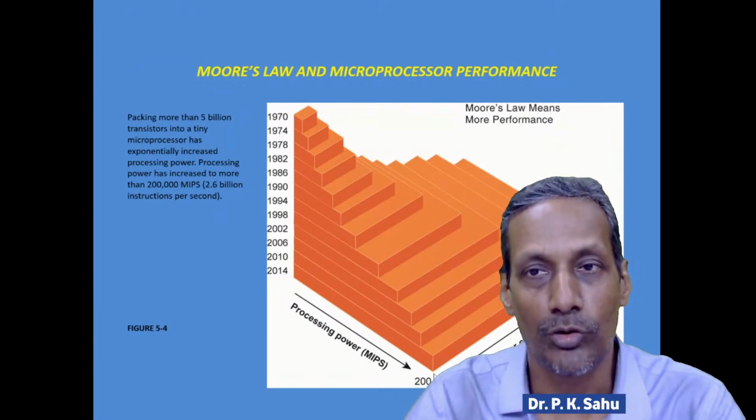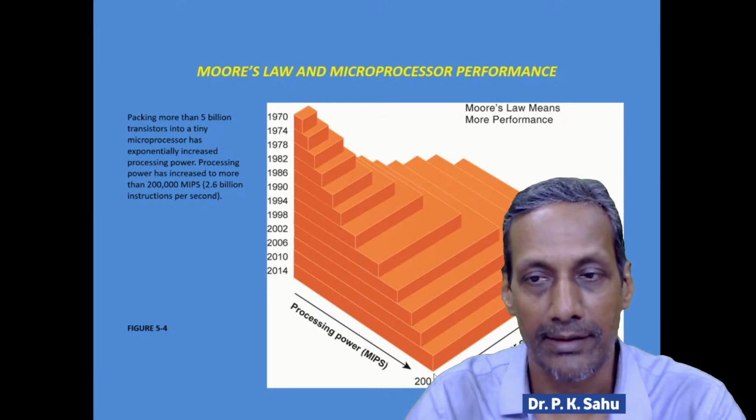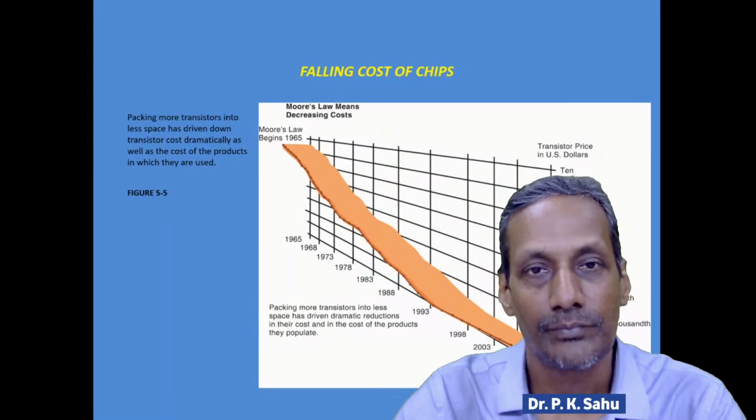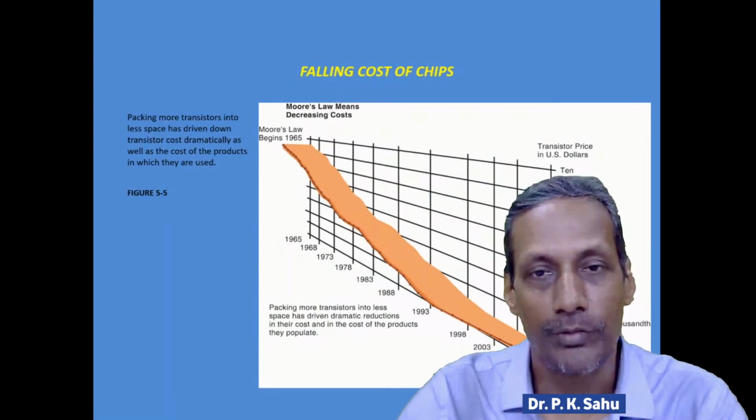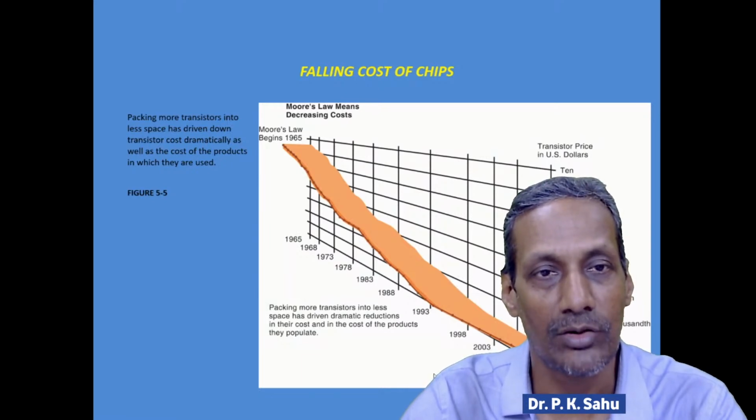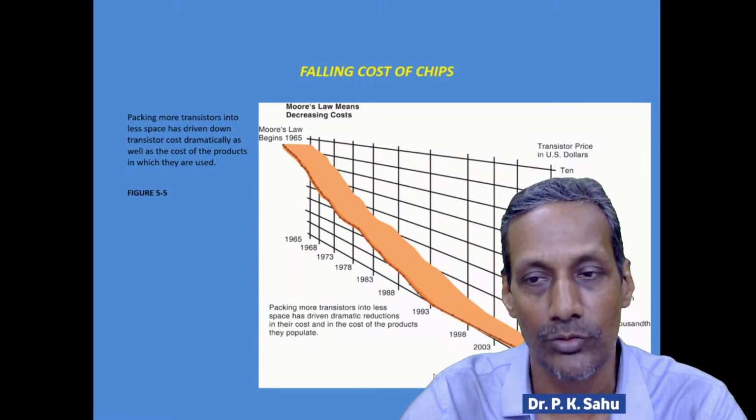Moore's law means more performance. This is the tagline that you should not forget. Also, with increasing power, the costs of these components have been dramatically getting reduced. We have been packing more transistors into less space, and that has driven down transistor cost dramatically, as well as the cost of the products in which they are used.